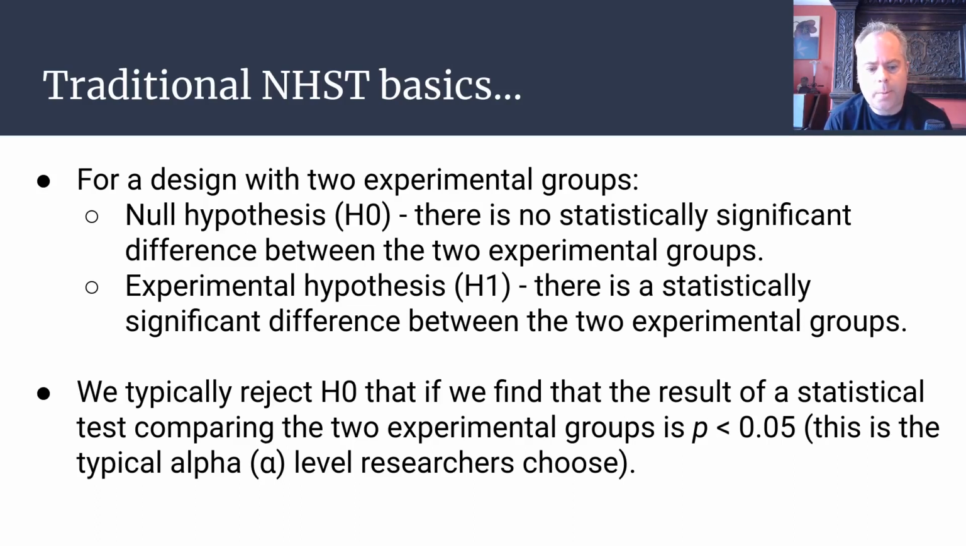So we'll typically adopt an alpha level of about 0.05 and reject the null hypothesis, so reject the idea that there is no statistically significant difference between our groups, if the test gives us a p-value of less than 0.05. If we have a p-value of greater than 0.05, we won't then reject the null hypothesis.